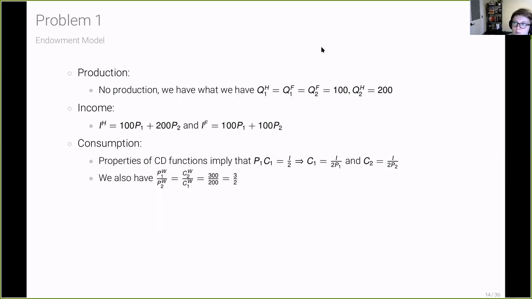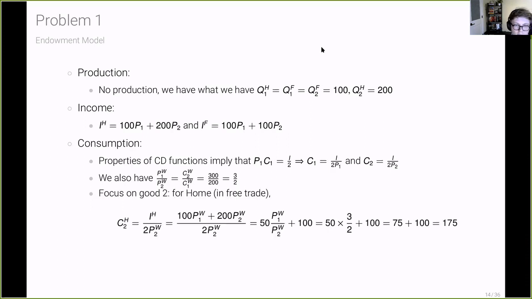So now what we've done is we figured out what the world price is going to be in the endowment model. And so now what we're going to do is focus on good 2. We could focus on good 1, but just for simplicity, I'm going to focus on good 2. Now that we know our income and our prices, I can solve for what home consumes of good 2.